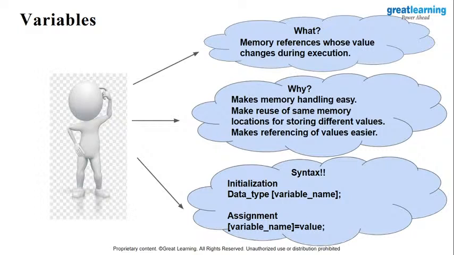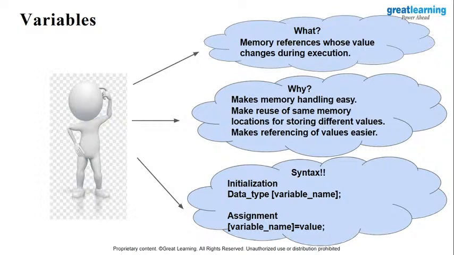So why do we use a variable? It makes memory handling easy and lets us use the same memory location. Suppose you have written x and stored 10 in it. Now you are using this memory location throughout your program. Next time in the same program you incremented your x, you wrote x plus 1, so now it will be 11. So you are using the same memory location for storing different values.